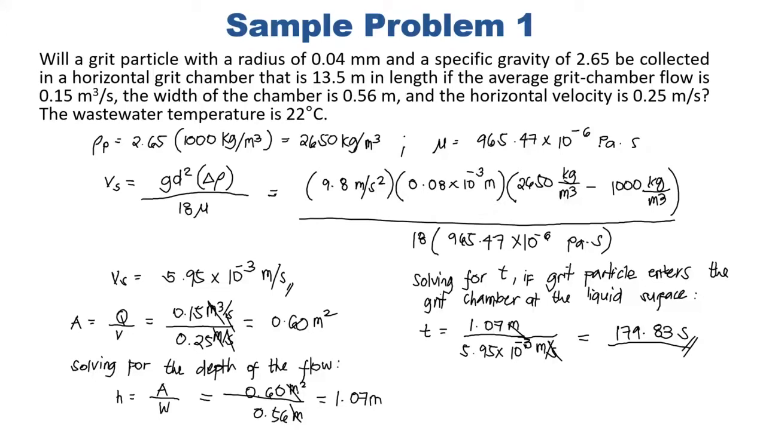Now we need to calculate the time the particle will travel through the horizontal grit chamber. So the time is equal to the length of the chamber, which is 13.5 meters, divided by the horizontal velocity, which is 0.25 meters per second. So our time here is 54 seconds.